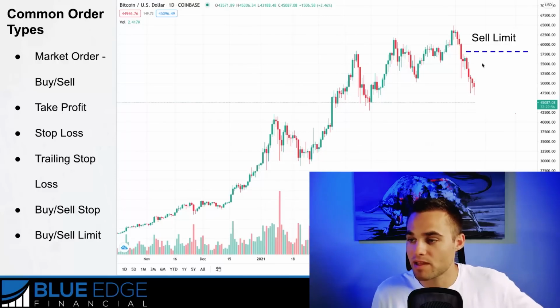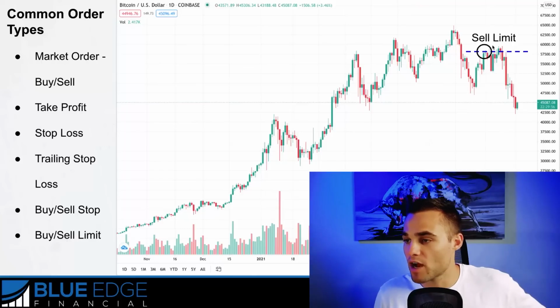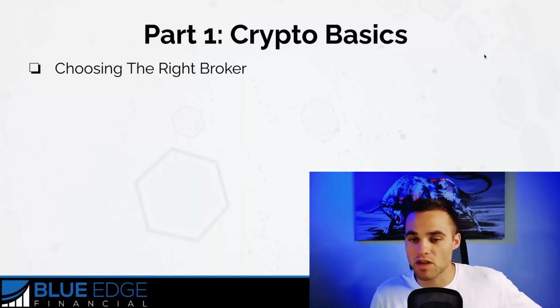Okay, same thing with a sell limit. Let's say that you think that price is going to come up here before falling even further. Then you put a sell limit right here. It would come up here and it'd come on down. Okay, so you'd enter the trade right here. So these are the different types of market orders.